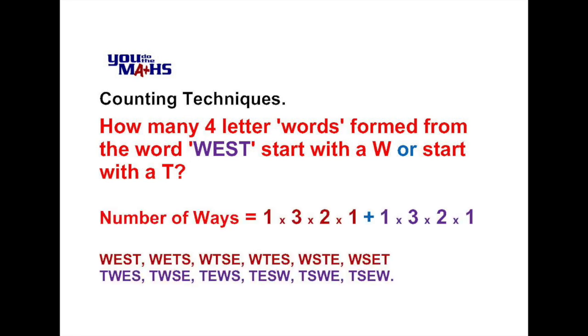We can see here we've actually listed all the possible words starting with a W and how you'd calculate it, and that's shown in brown. And shown in purple is all the words starting with a T and how you'd calculate it. In each case there's 6 possibilities. So overall there's 12 ways that you can start words with a W or start it with a T from the original letters of the word west.